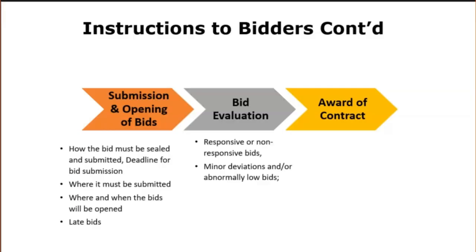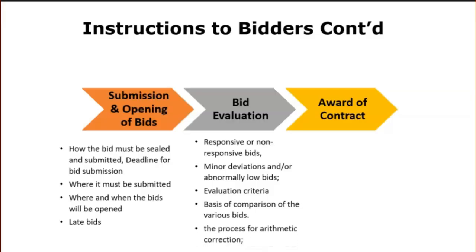It also talks about the evaluation criteria, that the employer will apply the bid evaluation criteria stipulated in section 3 of the bidding document. It will not introduce another criteria. Then the basis of comparison of various bids, including the application of domestic preference if it is so stipulated.